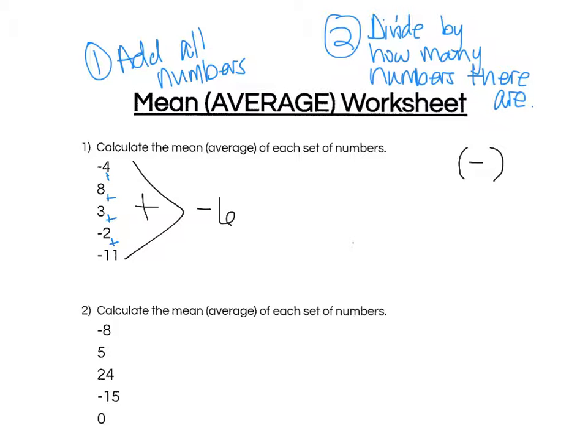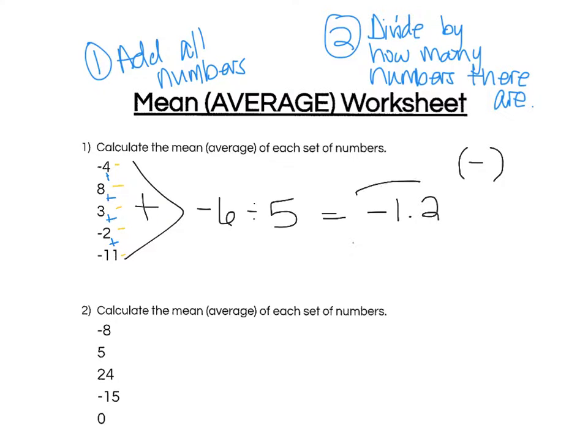Step 2 now is to divide by how many there are. So I'm going to go through and I'm going to count. I've got 1, 2, 3, 4, 5. I have 5 numbers. So I'm going to take that -6 and I'm going to divide by 5. -6 divided by 5. And I get -1.2. And it's a negative number, it's a decimal number, that is okay.